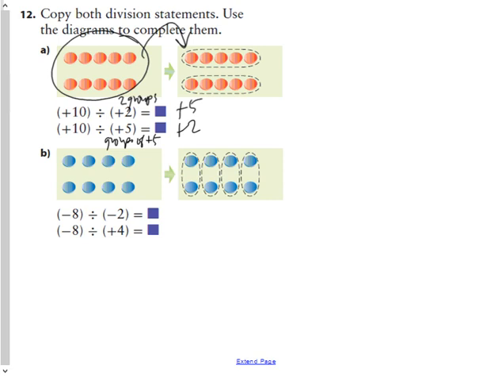In the second example, I have negative 8. I divide it into groups of negative 2. How many groups can I make? I can make 1, 2, 3, 4 groups. So negative 8 divided into groups of negative 2 would be 4 groups. And finally, negative 8 divided into 4 groups. How much would be in each group? There would be negative 2 in each group.